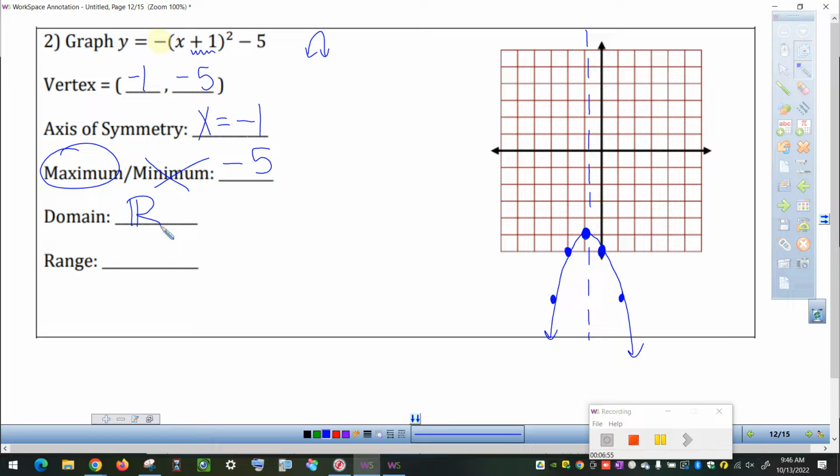Now, here's what's really different on this one for the range. Because it is opening down, we don't have any y values that are up here. In fact, the highest y value that we have, that's actually the maximum point right there of -5. We only have y values that are lower than that. And so we can represent that with symbols a little bit differently than what we did before. We're just going to say that it's only the y values that are less than or equal to -5. We didn't have anything that was above -5.